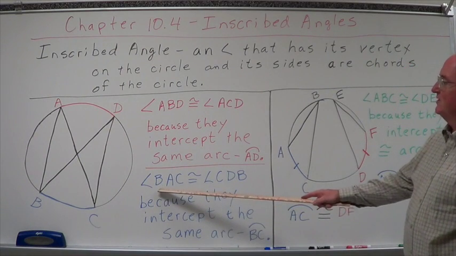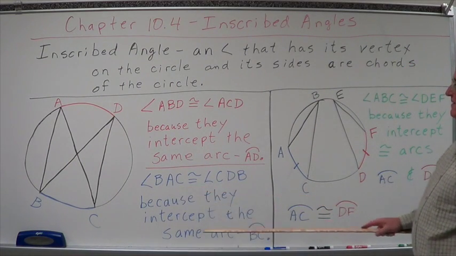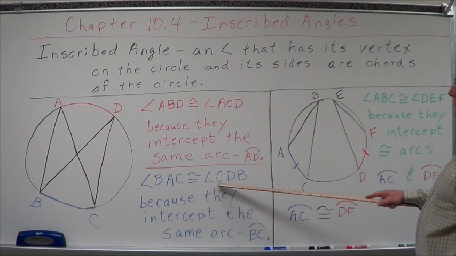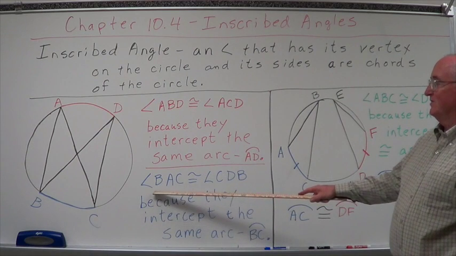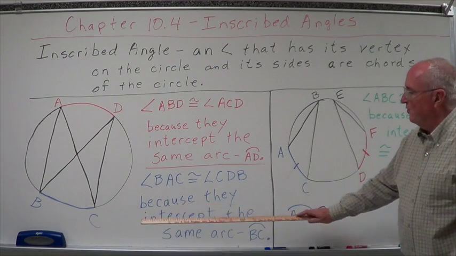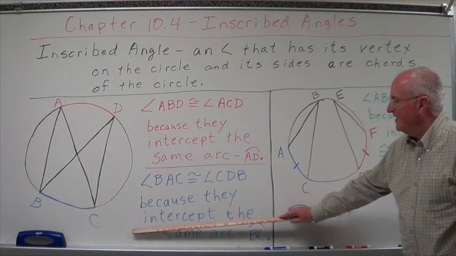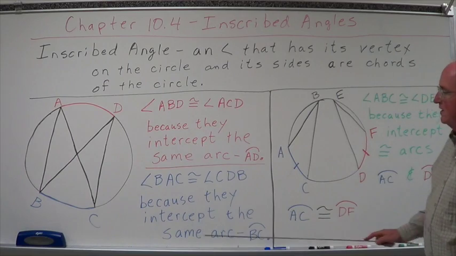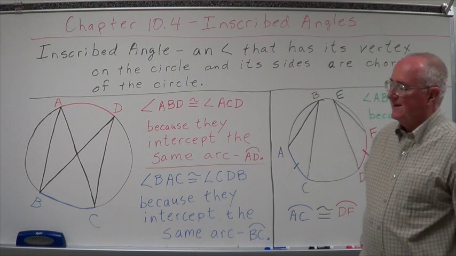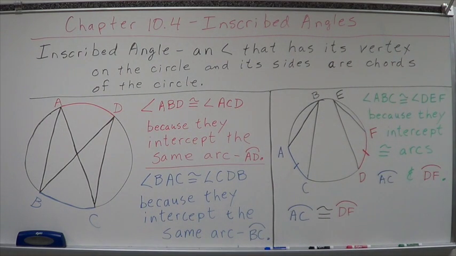Why? Well, this one starts at B, ends at C. This one starts at C and ends at B. Oh, could we turn those around? Yeah, we could say this is angle BDC. We could say this is angle CAB. They start and end the same place. Therefore, they are congruent because they intercept the same arc, arc BC. Okay? Anytime two or more angles intercept the same arc, or congruent arcs, they are congruent.